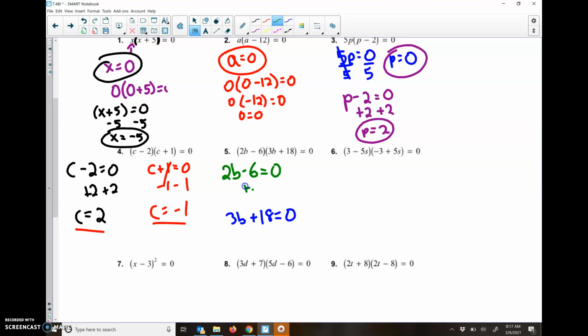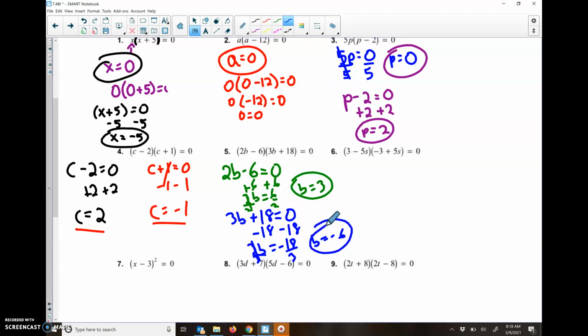So I'm going to add 6 to both sides. So I'm left with 2b equals 6. Divide by 2, divide by 2. So b could be 3, and that would make my equation equal 0. Or if I do the blue problem down here, the second set of parentheses, I get 3b equals negative 18. Divide by 3, divide by 3. And b could also equal negative 6. And that would make both my equations equal 0.